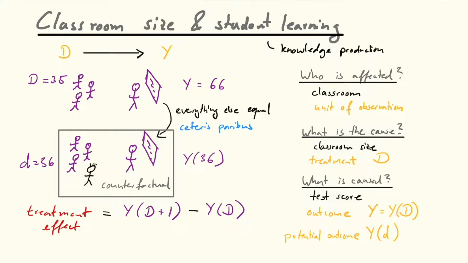In other words, we define the treatment effect as a simple before-after comparison, except that the after never really happens. It only happens in our head, in our thought experiment, where we consider the counterfactual. In our example, this works out to be the potential outcome at 36 minus, we don't have to speculate about the observed outcome, it's 66. The ceteris paribus treatment effect that we've defined here is the causal effect that we're interested in.